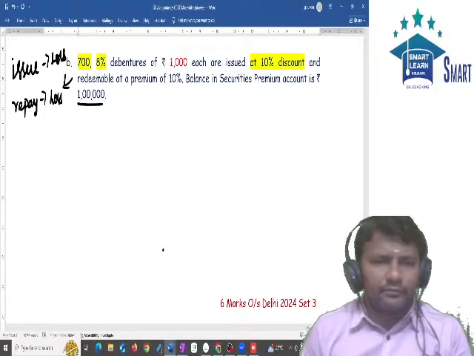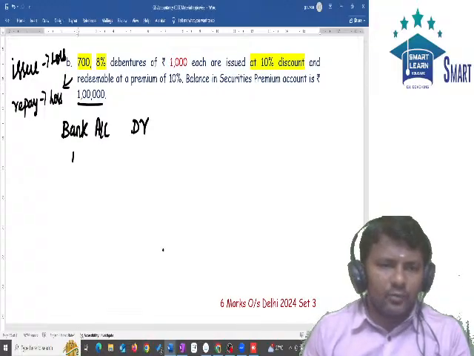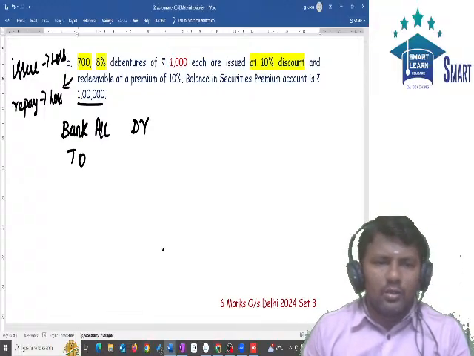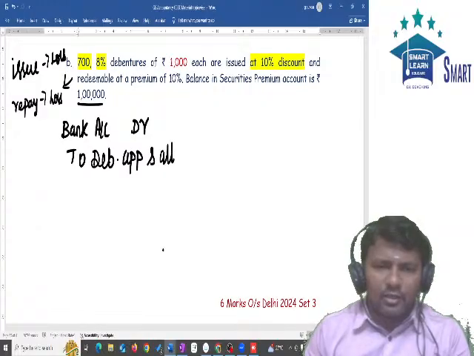So first one, it is bank account debit to debenture application and allotment. Bank account debit to debenture application and allotment.